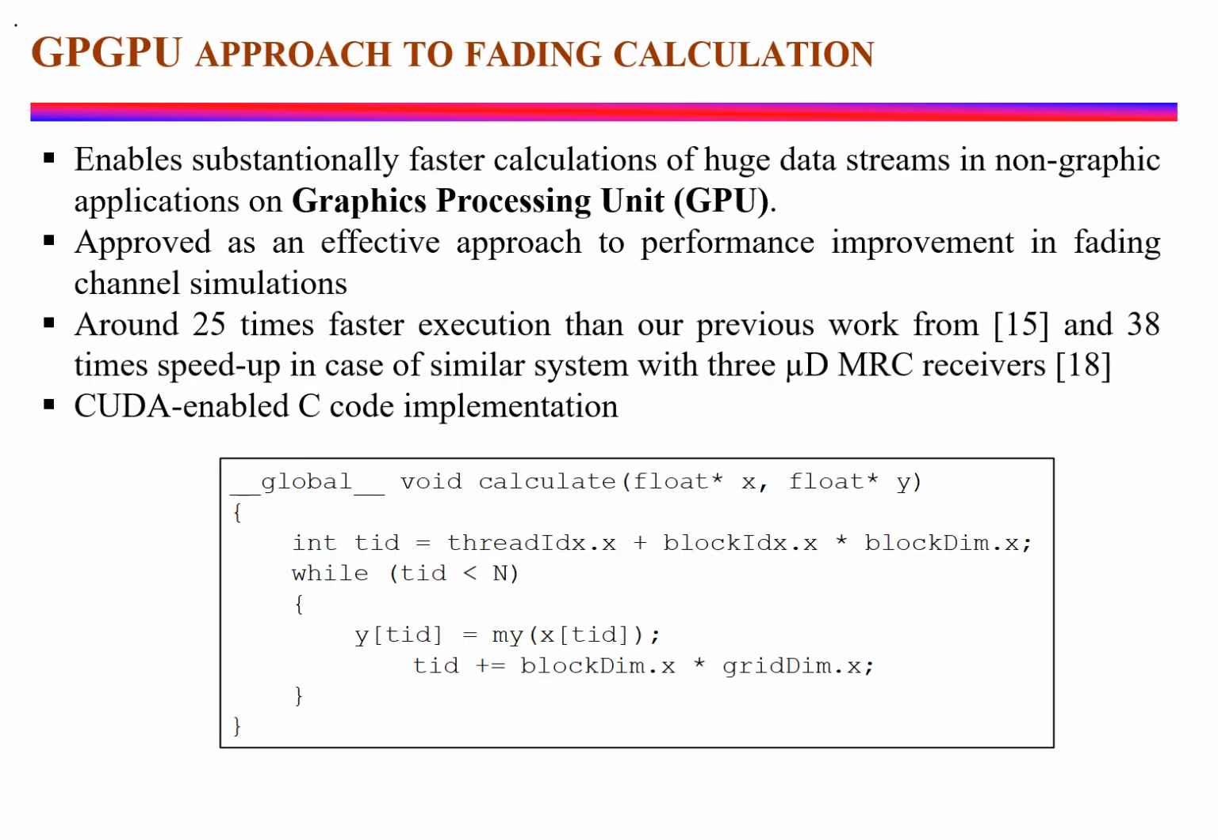When it comes to fading calculation, general-purpose GPU programming approach was adopted in order to speed up the calculations. It was proven to be an effective approach in many published works before. It was around 25 times faster than our previous work from reference number 15 and around 38 times faster than a similar system with 3 macrodiversity maximal ratio combining receivers from reference number 18. Finally, you can see CUDA-enabled C code, which is actually the implementation of fading calculation procedure, which is later used for quality of service value determination.